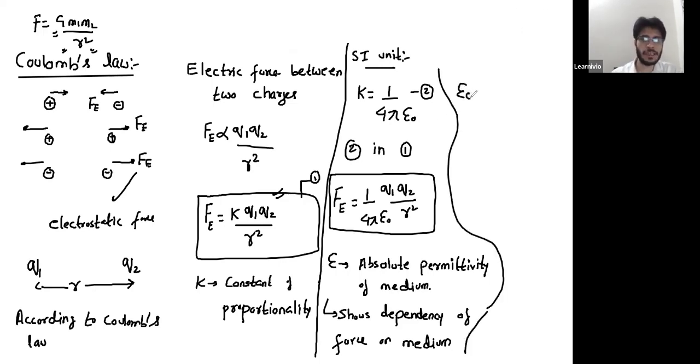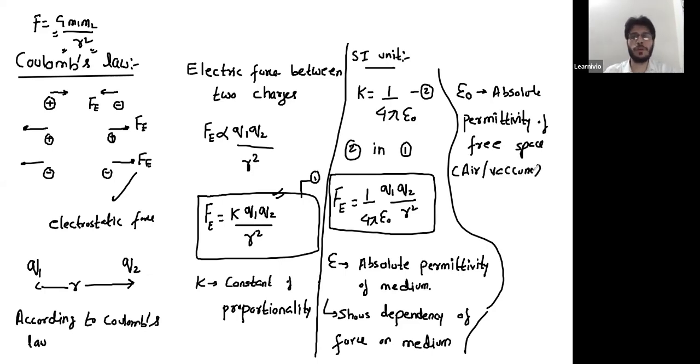If you are writing epsilon naught, then this naught in particular will represent air. If I write epsilon naught, that means this is the absolute permittivity of free space. When I say free space, that means it's either air or vacuum. That's epsilon naught. The value of epsilon naught is 8.85 into 10 raised to the power minus 12.